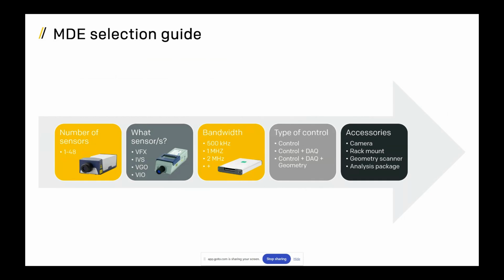Do we need to interface with the camera so that we have the camera as a reference for later on, not only potentially for positioning the lasers, but also for knowing where exactly on the object the lasers were measuring? Do we want a rack mount? Do we need a geometry scanner to get the geometry? And then do we need to have post-processing capability?